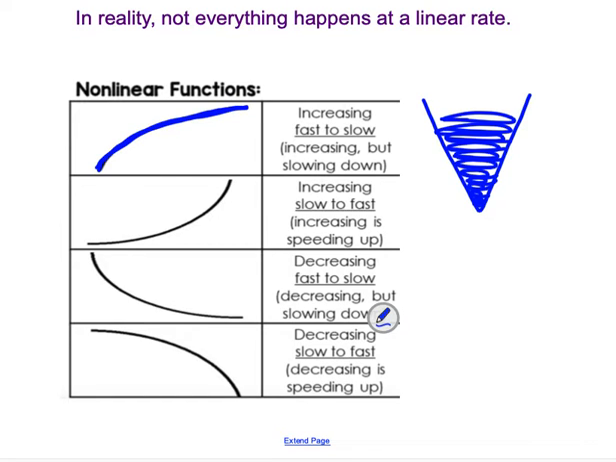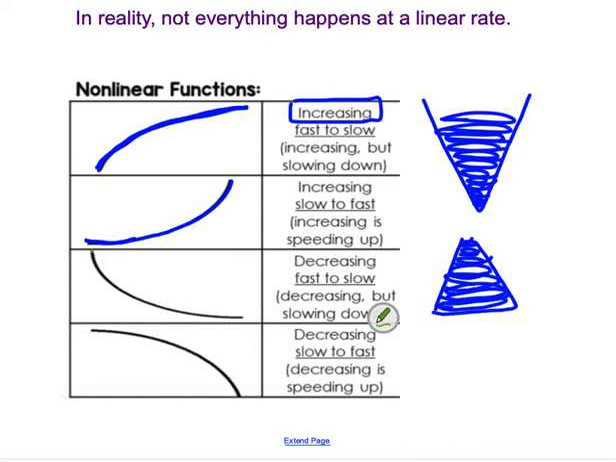From left to right, it's increasing because it's going up. This example right here is also increasing because left to right it's going up, but the increase starts slow and then changes to fast. So maybe that's more of a vase like this, where it takes a lot of time to get the water to build up, and then as it gets higher, it's able to rise higher and higher faster. These next two graphs are examples of decreasing nonlinear functions.